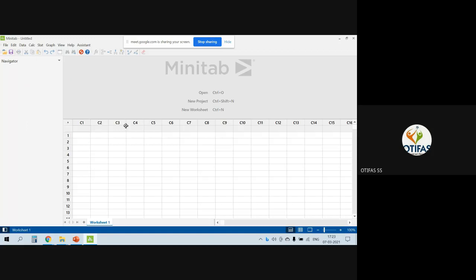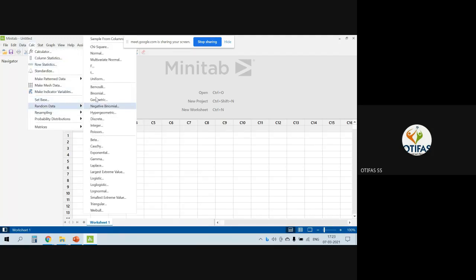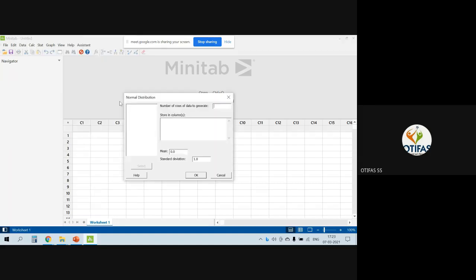Now I don't have any data. If I want to practice something, I go to random data, then normal, for example. I will take a normal distribution. A normal distribution can be explained with the help of two things, mean and standard deviation. We'll learn it.